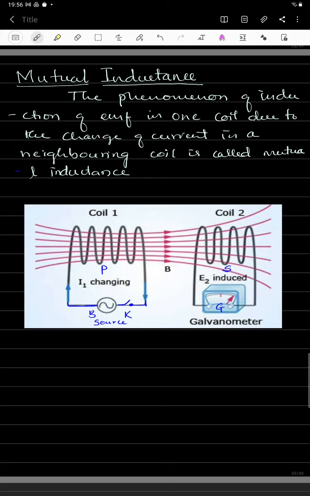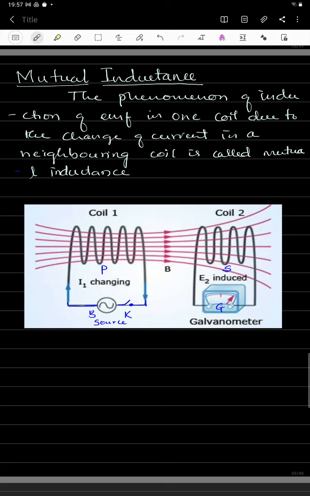In self inductance, we took one coil and passed an electrical current through that coil, and in that coil some induced EMF opposes the flow of current due to the magnetic field. We learned everything about self inductance. So instead of one coil, in this session we will take another coil which is connected to the galvanometer.